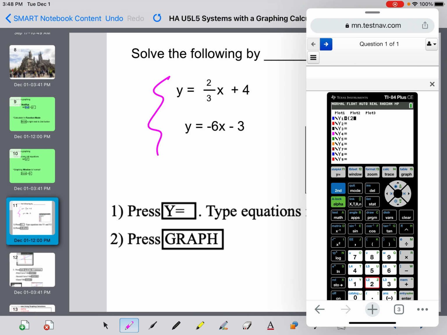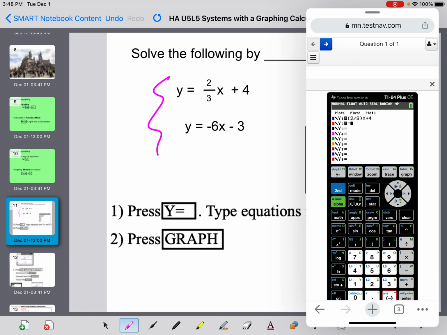So I'm going to do 2/3 x plus 4, and I would really recommend that you use parentheses around that, especially if you're using an older calculator. Sometimes it gets confused, and it's just best to overuse parentheses and be like, hey, this is a fraction, 2/3. And then -6 minus 3, the negative button is down here. You can see it highlighted there and right on the bottom right part of my calculator.